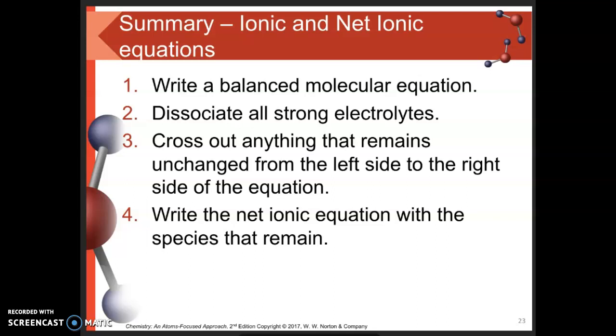Once we've done that, we identify all the substances based upon their category, and we dissociate, we split apart all of the electrolytes that are strong electrolytes. And that gives us our ionic equation. To turn it into a net ionic equation, I need to cross out all of the spectator ions and write the net ionic equation with just the things that remain.